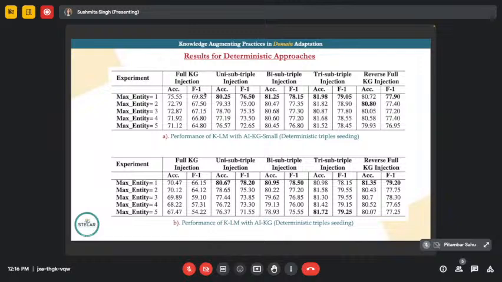There are a total of 5 different kinds of experiments, combined with deterministic and non-deterministic approaches, with 2 knowledge graphs. The first is the smaller knowledge graph, and the second is the larger knowledge graph. As you can see, the best performance from the smaller knowledge graph, where we just had 12,000 triples, is 81.98 from the tri-triple sub-injection. And the best performance from the larger knowledge graph is 81.72 from the triple sub-injection. Now, why did it happen?